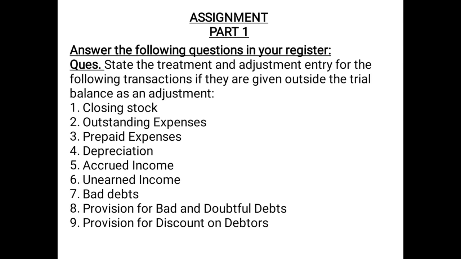Then the last one, provision for discount on debtors. Before discussing this, let us discuss the adjustment entry for provision for bad and doubtful debts. The adjustment entry for this will be profit and loss account debited to provision for bad and doubtful debts account. Then the 9th point, provision for discount on debtors. It will be shown as a separate item on the debit side of the profit and loss account on one hand, and on the other hand it will be deducted and calculated from the value of debtors after deducting further bad debts and new provision for bad and doubtful debts on the asset side of the balance sheet.